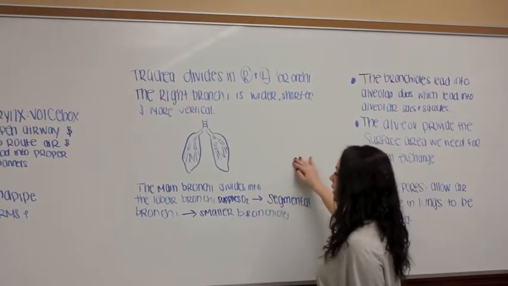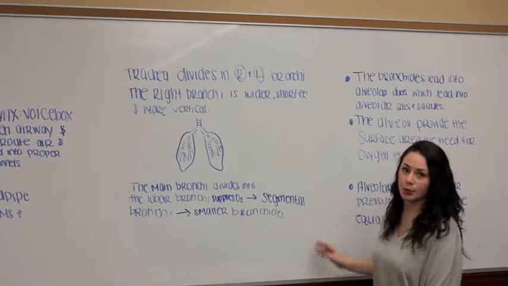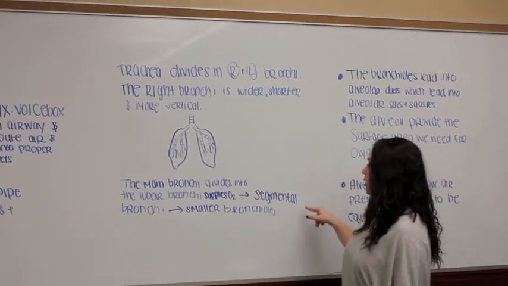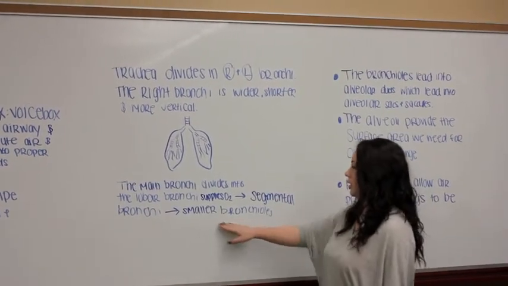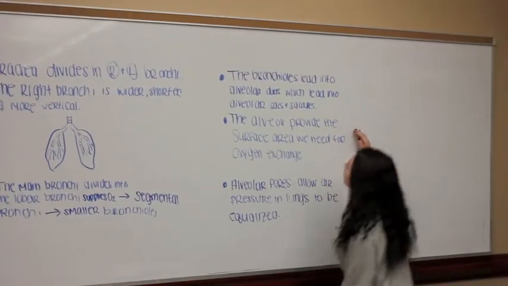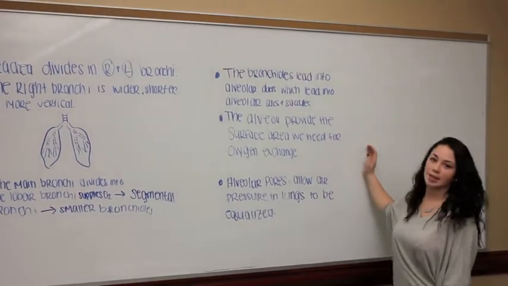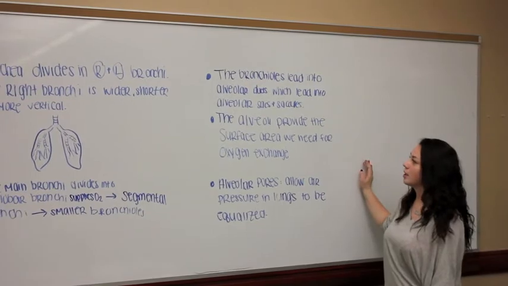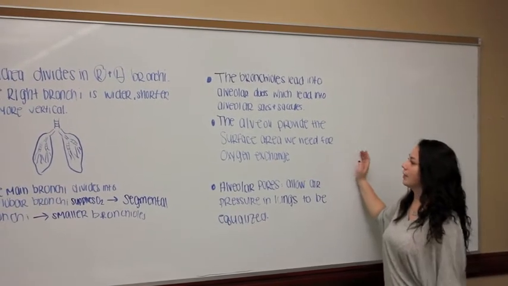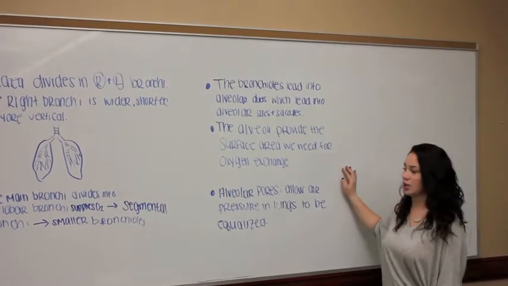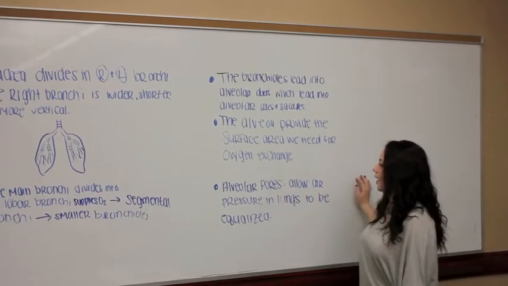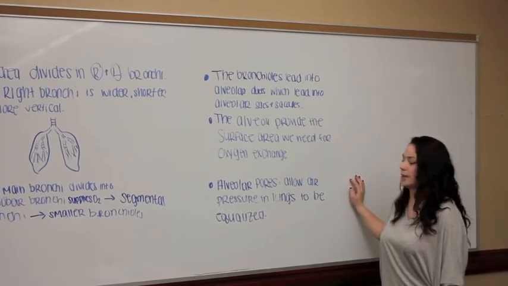The main bronchi divide into the lobar bronchi, which supply O2 to each lung. It then goes into the segmental bronchi, which go into smaller bronchioles. The bronchioles lead into the alveolar ducts, which lead into alveolar sacs and saccules. The alveoli provide the surface area we need for oxygen exchange. The alveolar pores allow air pressure in the lungs to be equalized.